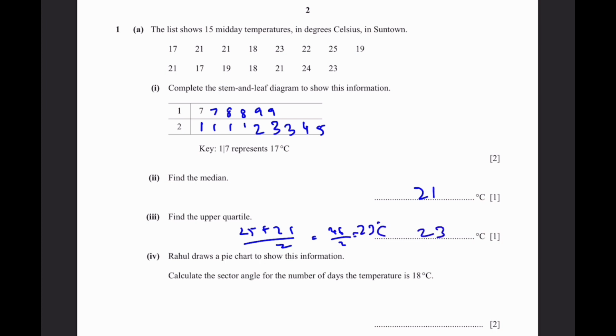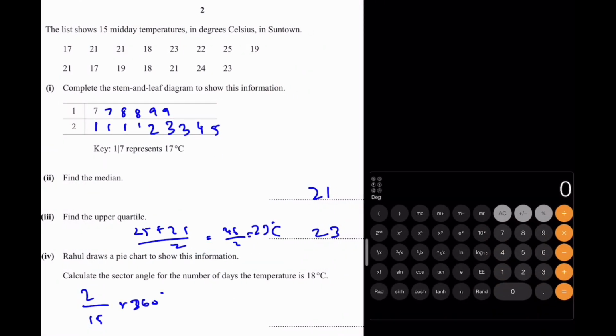4. Rahul draws a pie chart to show this information. Calculate the sector angle for the number of days the temperature is 18 degrees. So that will be 2 by 15 into 360 degrees. Now let's get our calculator out. Here we go. 2 divided by 15 times 360 becomes 48 degrees.